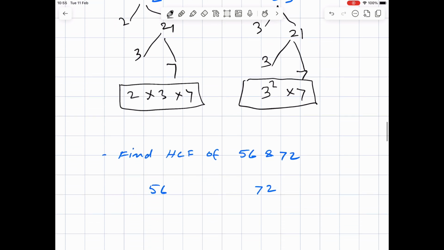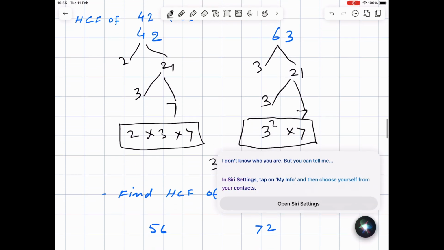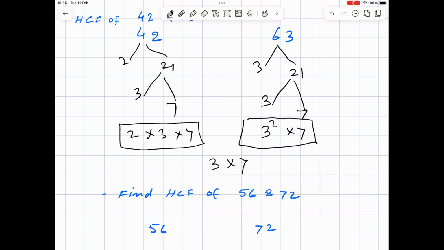Now we'll have to look at what is common in these two sets. There's no 2 in the second one. There's a 3 in both of them, only a single 3, so we'll take that 3, and then there is a 7 in both of them, so we'll take that 7. So the HCF of 42 and 63 is 3 times 7, which is 21.